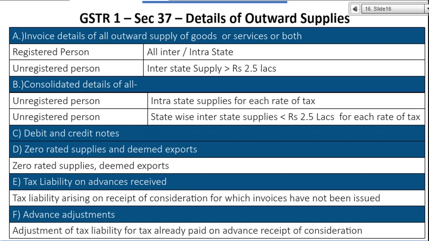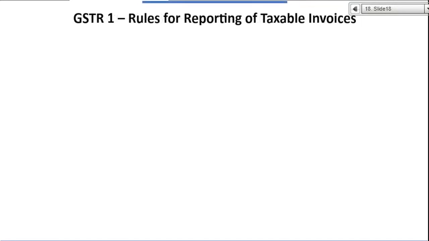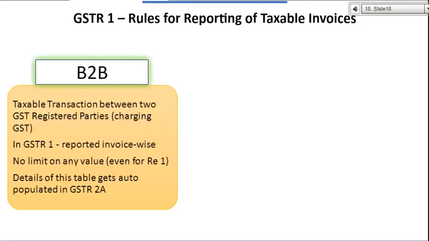Then on advances received, I'll pay GST on receipt for services. Advance received on supply of services, GST is payable. Advance received on supply of goods, GST is not payable. Then for adjustment of advances, I'll adjust the same in the return. Nil rated, exempted and non-GST supplies, on which GST is not payable but reporting is still required. Then the HSN summary of goods or services supplied during the period, and the list of documents issued. So we'll see, friends, what the rules are and what B2B is.